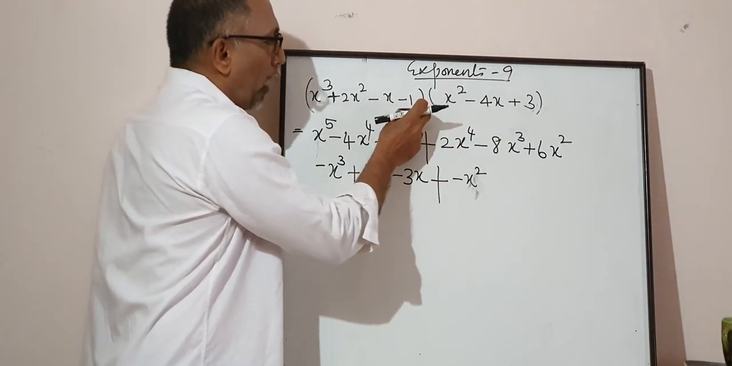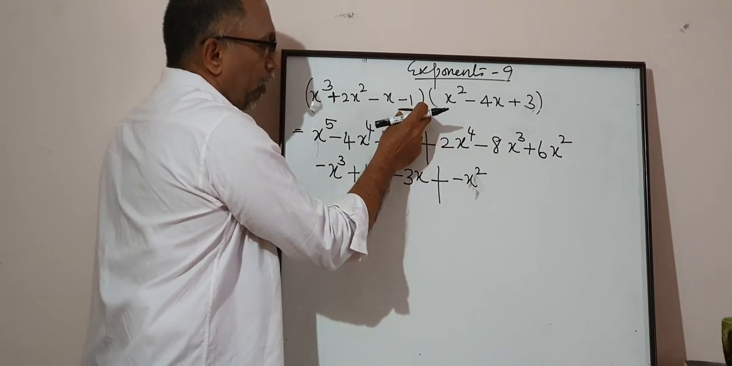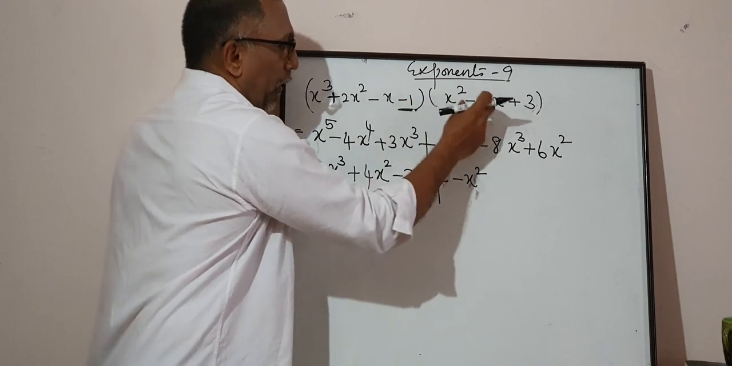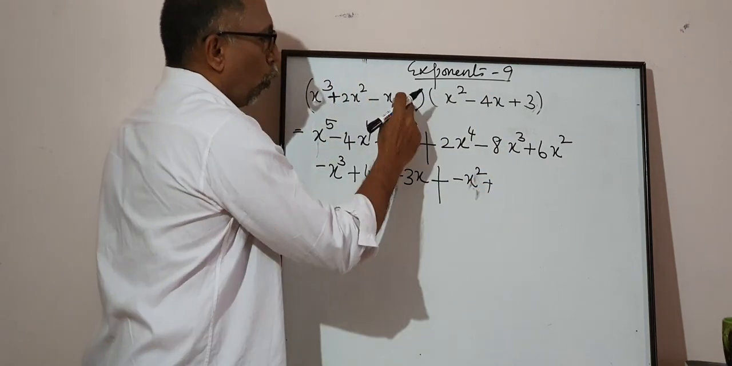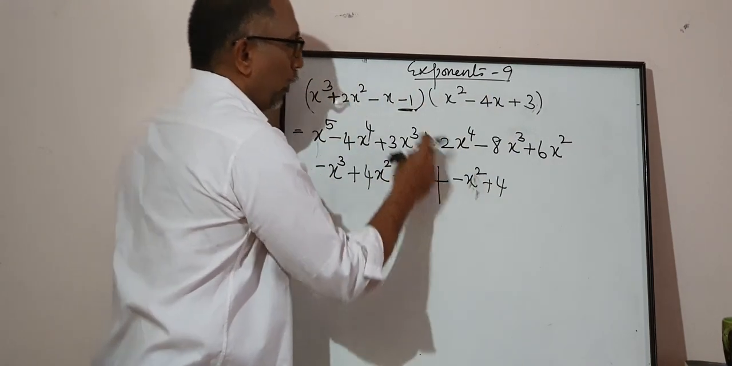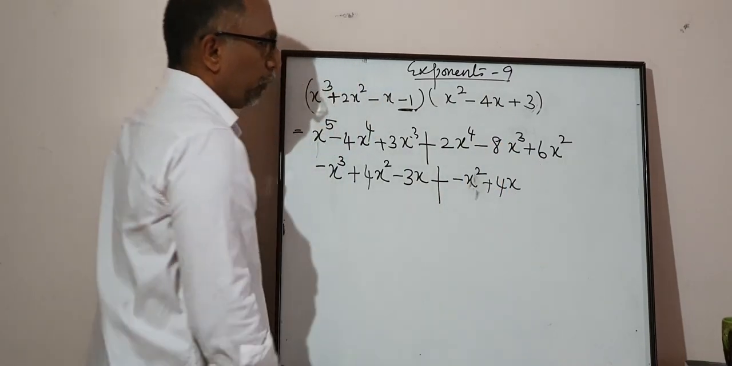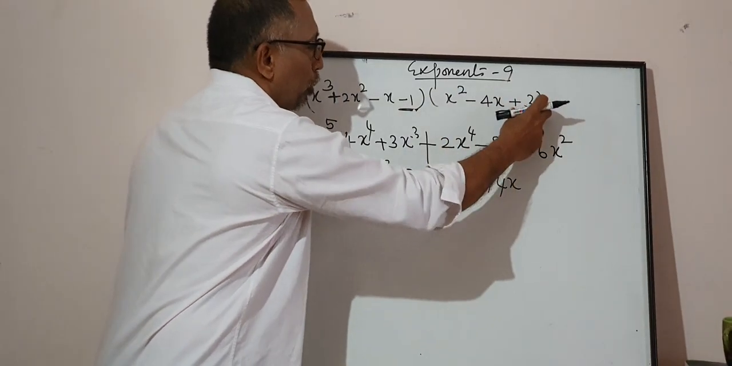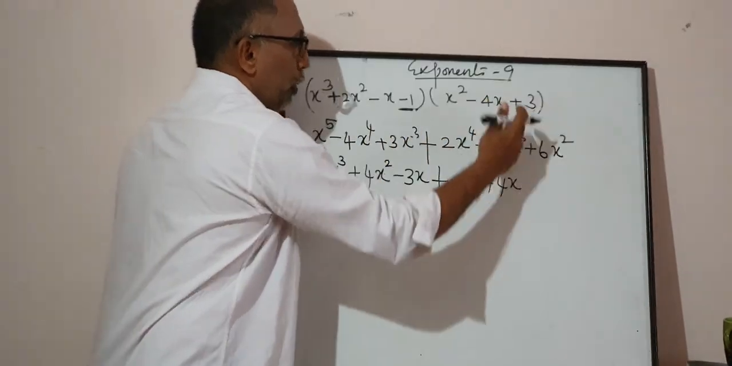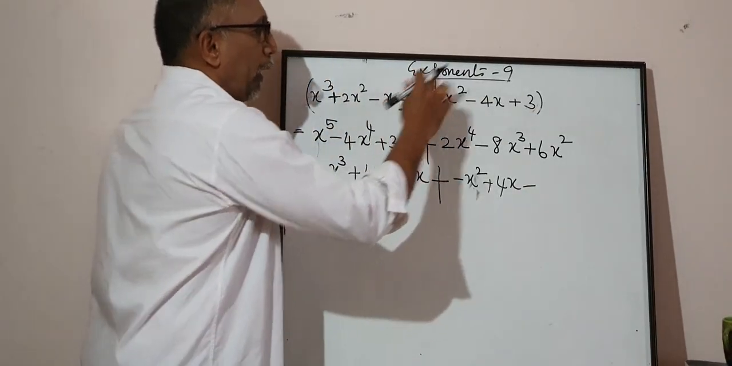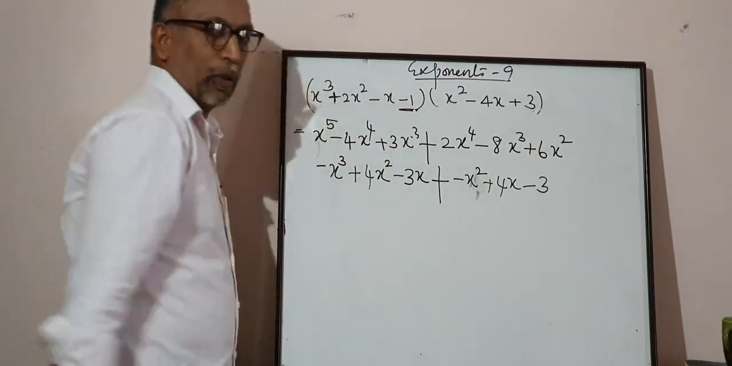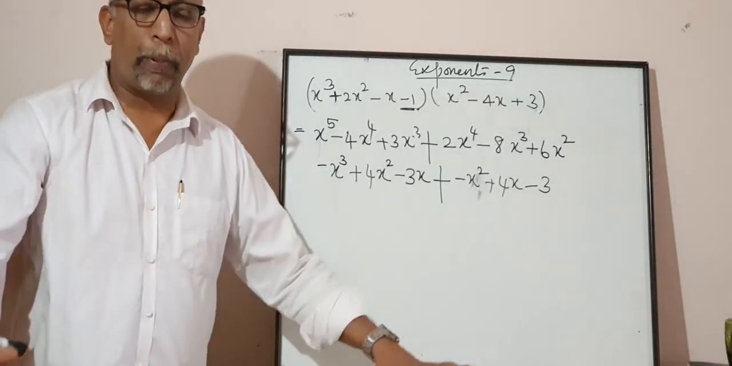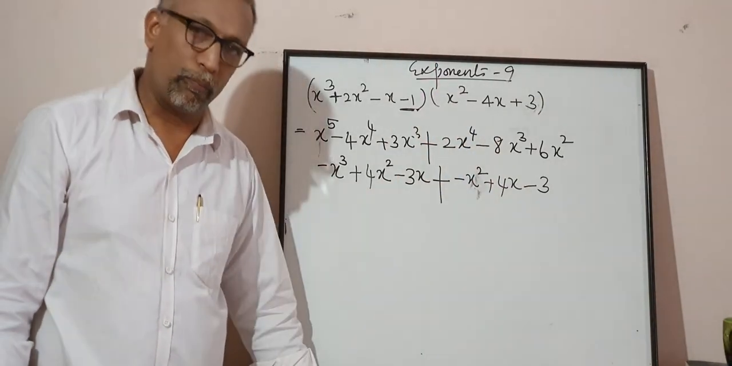Here it is negative 1 and negative 4x. Negative 1 and negative 4. Negative and negative, positive. 1 times 4, 4. So x alone. Then the last term of this multiplication, negative 1 and positive 3. Negative times positive is negative. 1 times 3 is 3. See, this is finished. So the laws of exponents are completely used because multiplication is over.